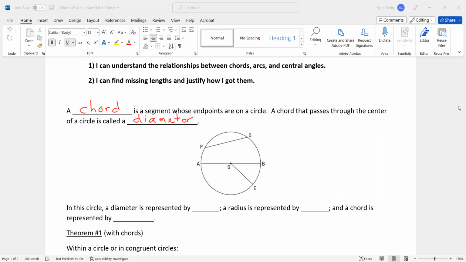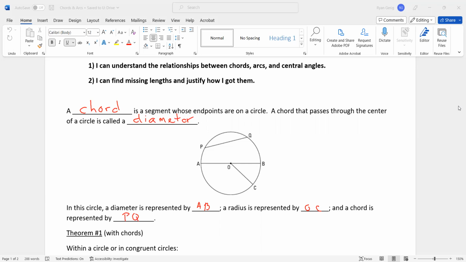Okay, so in this circle pictured here, a diameter is represented by AB. Should know that one by now. A radius is represented by OC or OB or OA, but you should know that one by now. A chord that's not a diameter, I'm going to point this out. AB is a chord, but a chord is also PQ.